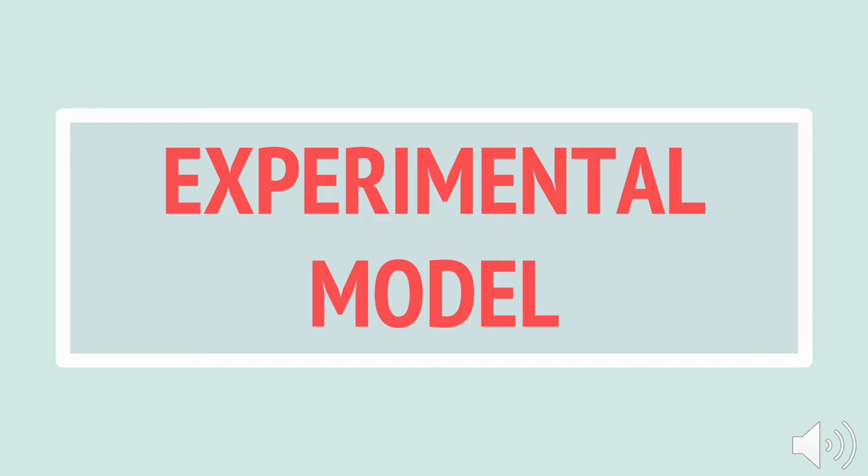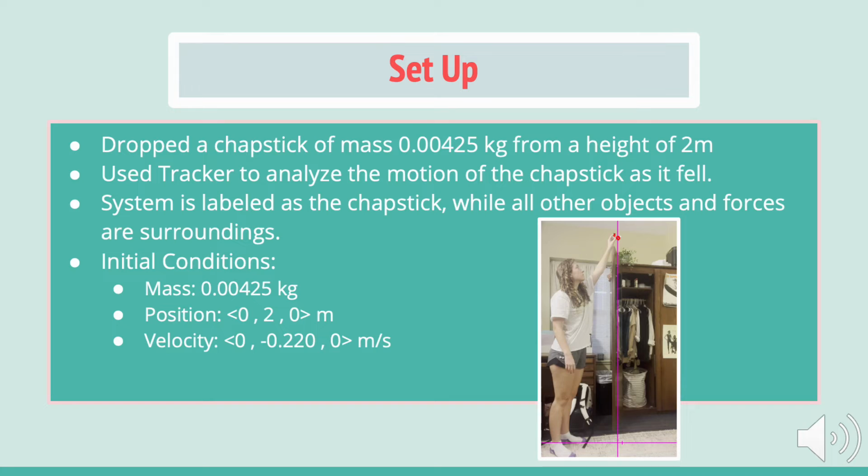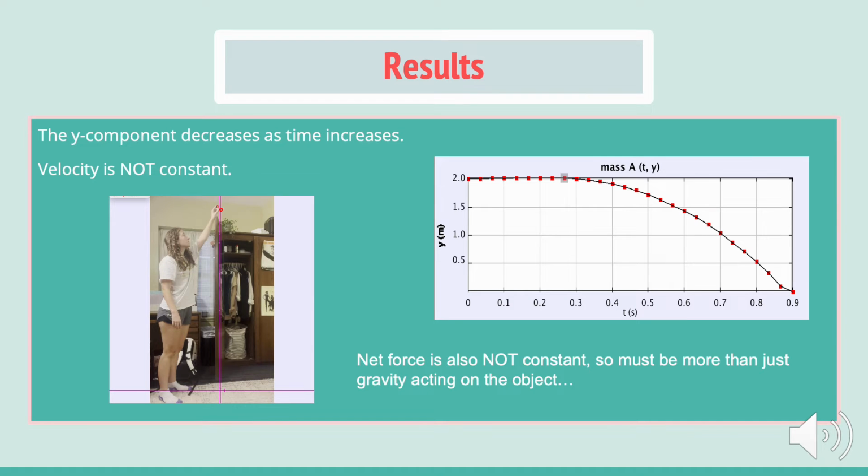Now let's look at our experimental model. To set up the experimental model, I dropped a chapstick from a height of 2 meters, and then I used Tracker to analyze the motion of the chapstick. In this case, the system is the chapstick and all other objects and forces are the surroundings. These are the initial conditions. These are the results from the experimental model. We found that the y component decreases as time increases and velocity is not constant.